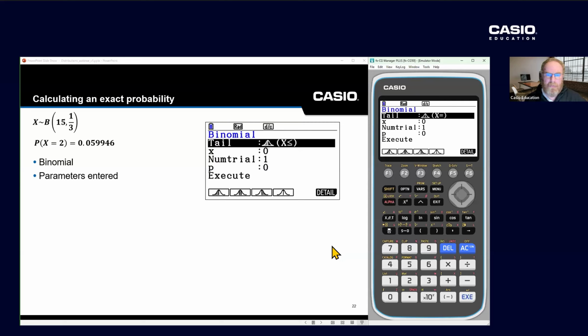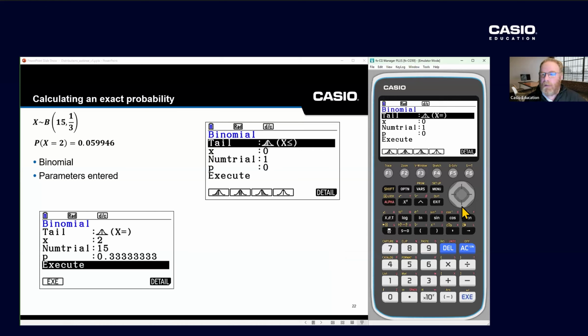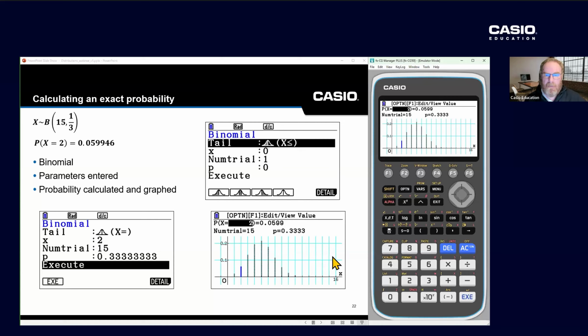We want to enter the correct parameters. Now, nothing has already been entered in distribution, so I need to start from scratch. So x is 2, n is 15, and the probability of success is 1 over 3. Notice I can enter that as a calculation. Okay. Then you can execute and you will see that you get not only the probability presented to you, but the parameters n and p and a vertical line graph with the value of x equals 2 being highlighted.